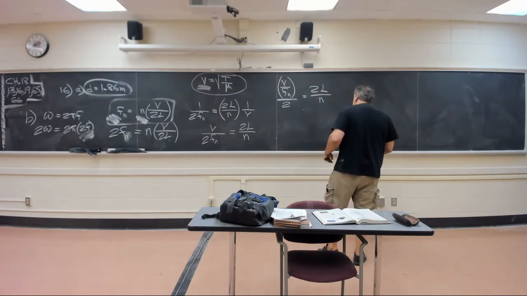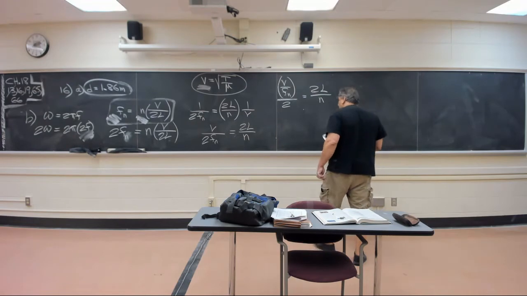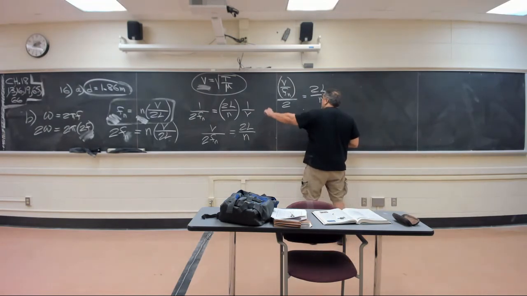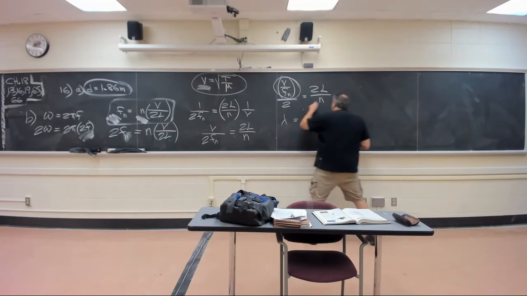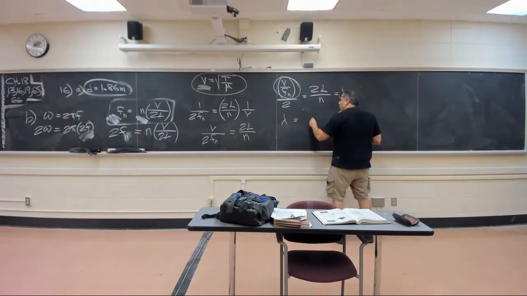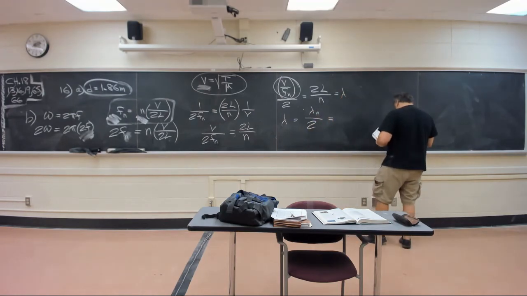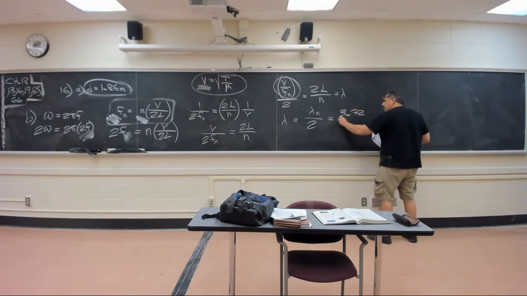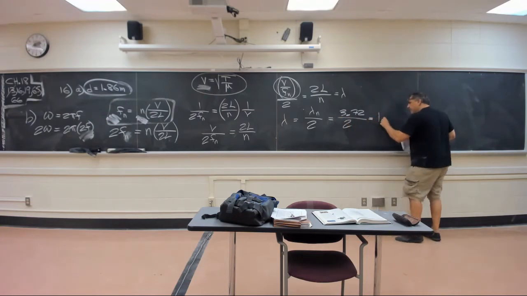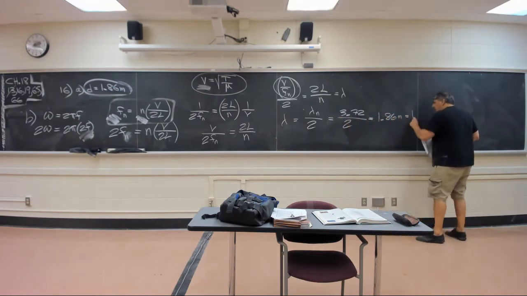Well, this was going on earlier when there was a 3 down here. There was a wavelength associated with him, and this new wavelength, lambda, is going to be what the original wavelength was divided by 2. The wavelength is cut in half, so the distance d between the nodes is also cut in half. That's the new wavelength.